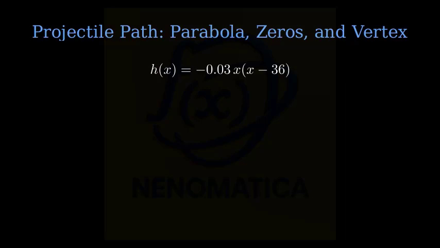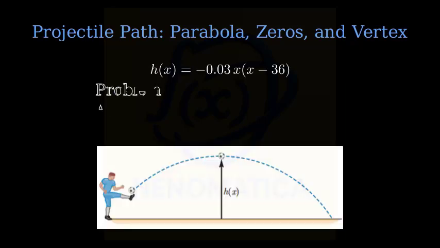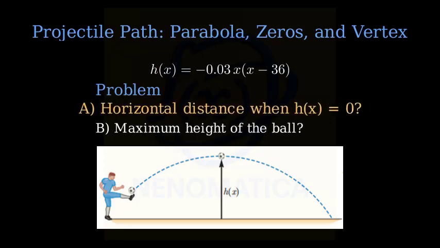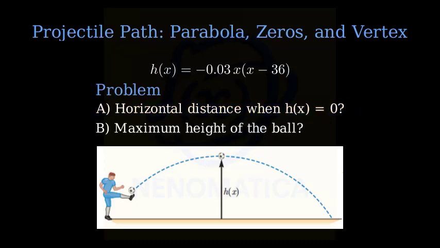In this lesson, we will solve a projectile height problem modeled by a parabola, and we will do it step by step with both algebra and a helpful graph. Here is the problem. Part A. How many meters does the ball travel horizontally before it hits the ground? Part B. What is the maximum height the ball reaches?